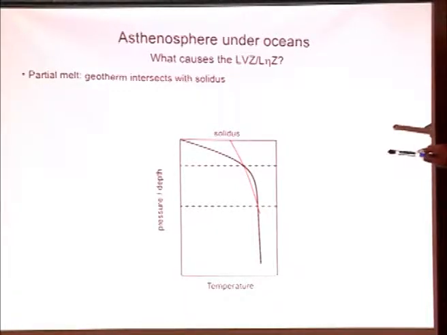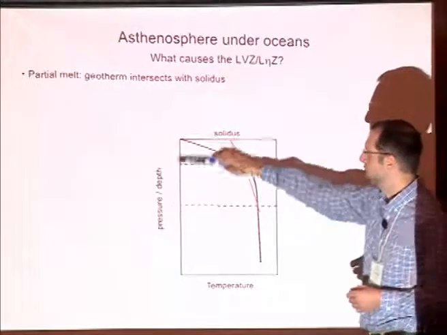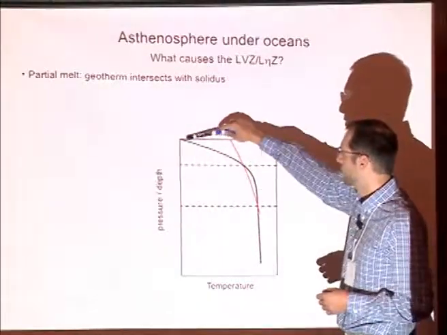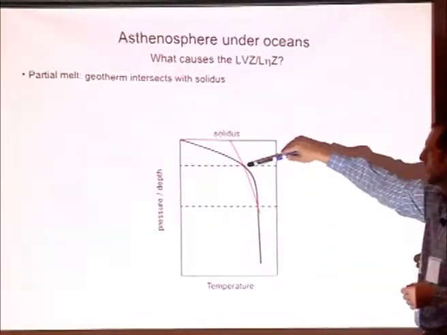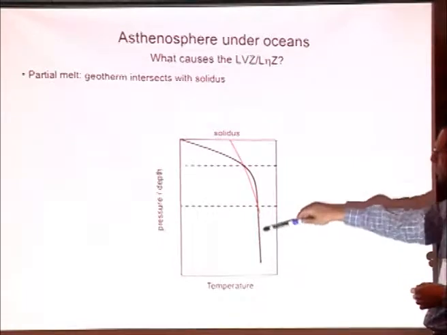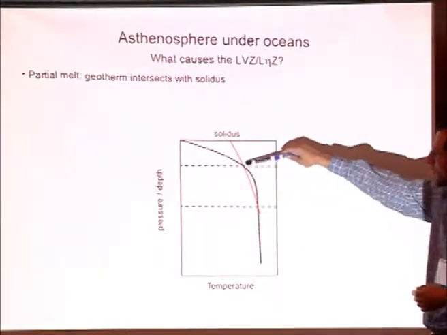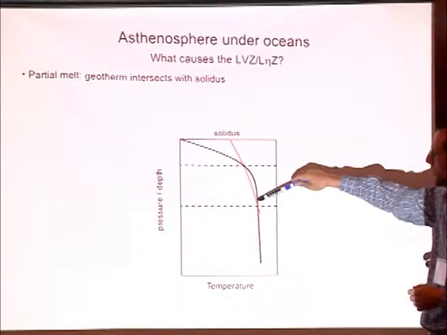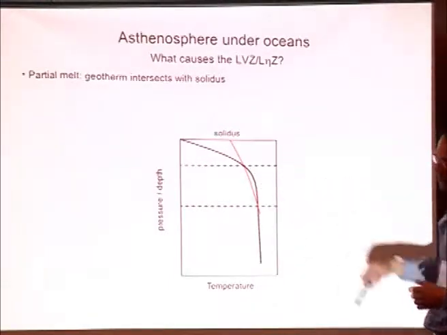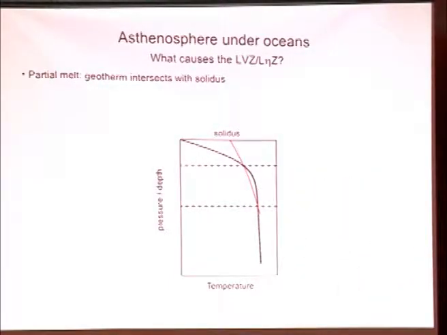So shown here is a geotherm. This is pressure or depth, either way, versus temperature. You see this is where the temperature drop occurs. Here's the adiabatic component, and plotted in red is the solidus. Wherever the solidus and the geotherm intersect, you can expect some amount of partial melt, which then potentially can influence viscosities or seismic velocities.